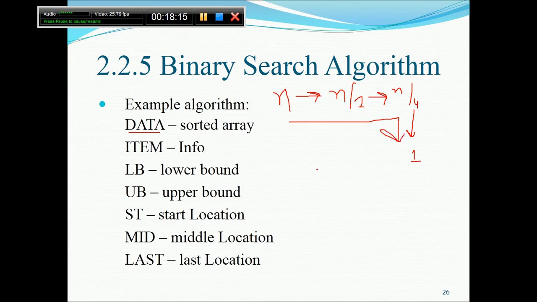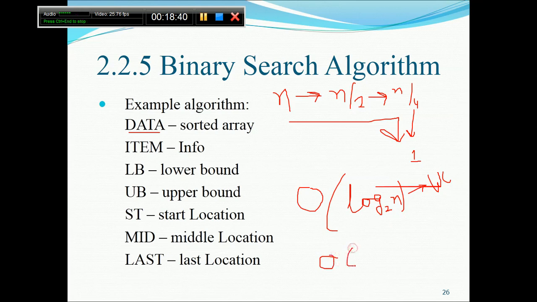This is like what we've already seen. Whenever it is a division case, the complexity would be order of log n base 2. That is the worst case. Suppose it is your lucky day. First time you find the middle and you get your element, and then you stop. This is the best case. So this is the idea.